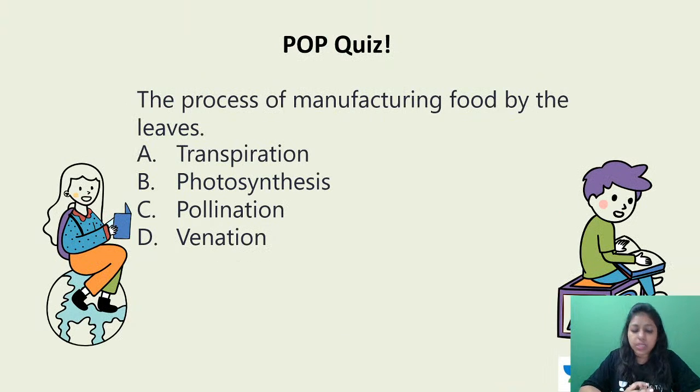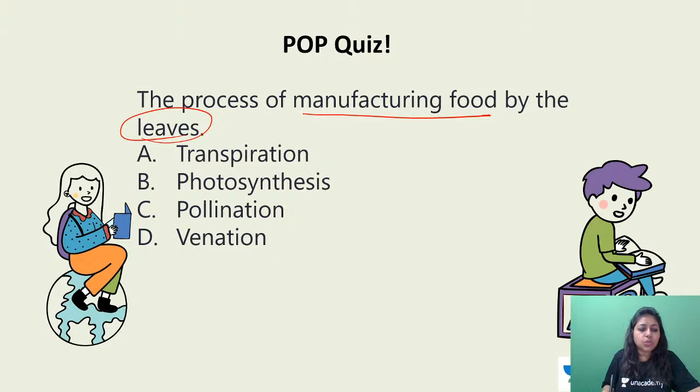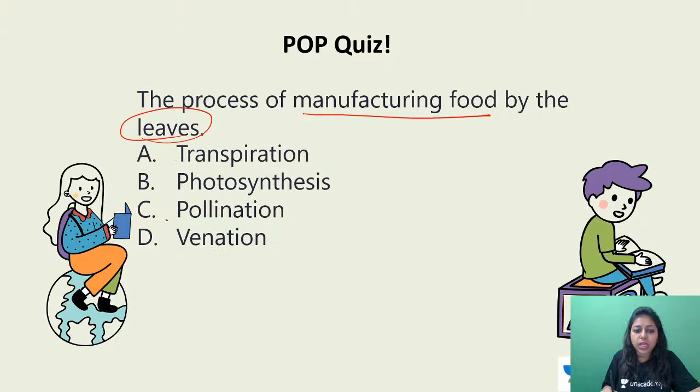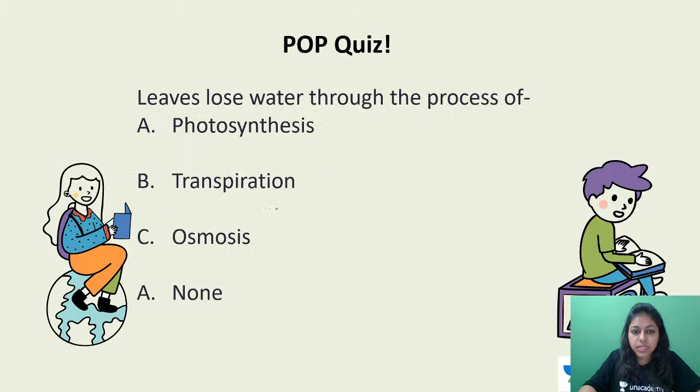Now, there is this question. I want you to answer this question. Moisture, right? So now tell me, answer this question, please. The question is, the process of manufacturing food by the leaves, what do we call it? What is the process of manufacturing food? Do we call it transpiration, photosynthesis, pollination, or venation? What do we call it? Yes, it is photosynthesis. Right, it is photosynthesis.